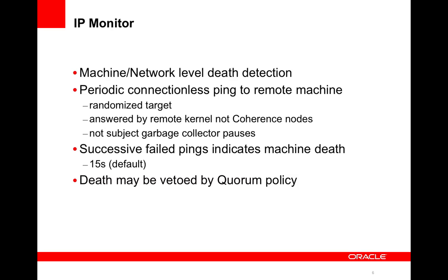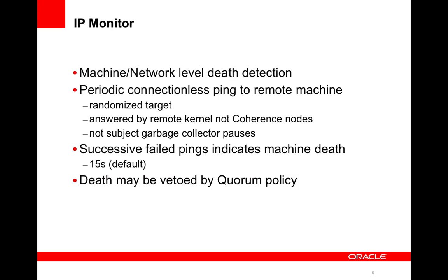Rather than monitoring the remote processes, the Coherence nodes on that machine, we actually monitor the machine itself using things similar to ping. Each node in the cluster, every second, wakes up and chooses a random machine elsewhere in the cluster to ping. Even if the nodes on that machine are in a GC, it's still expected that the kernel on that machine can respond to the ping in a short amount of time. If there's a series of missed pings, then we say that machine has had a ping timeout, and all nodes on that machine can be declared dead.